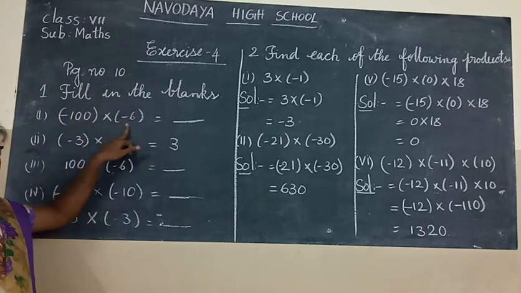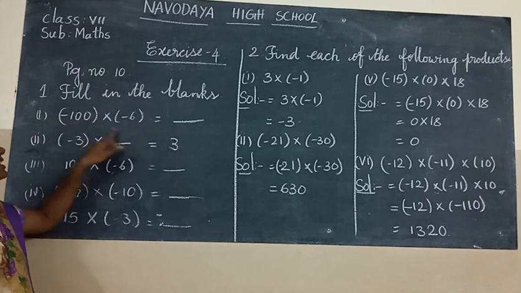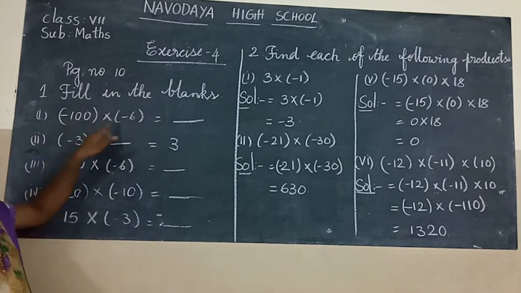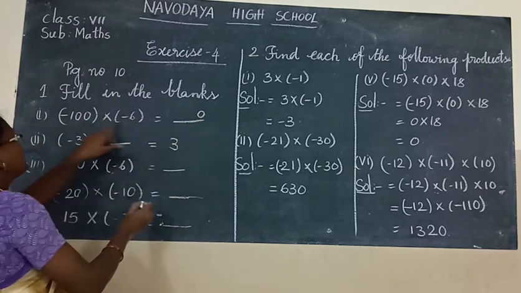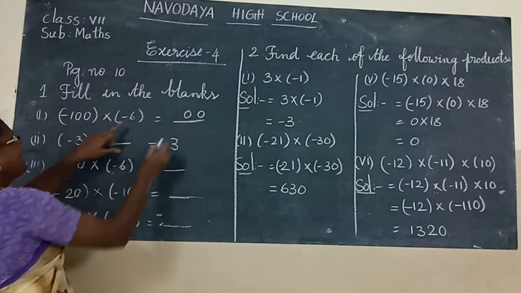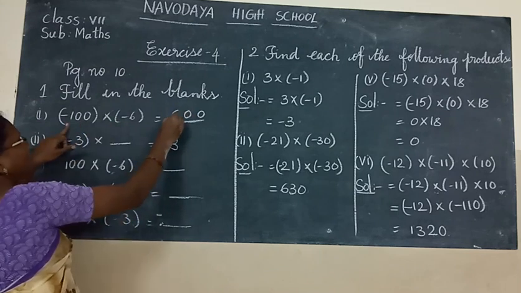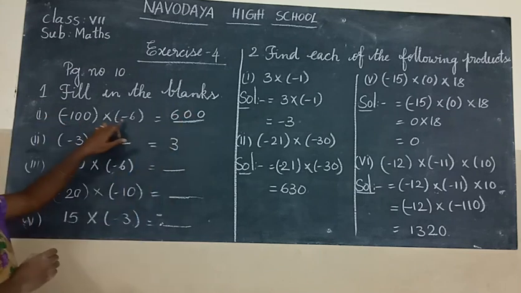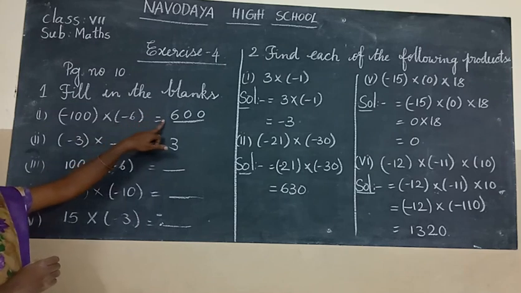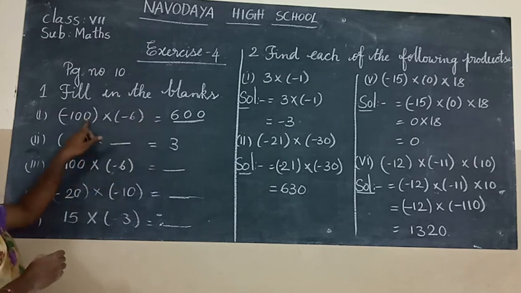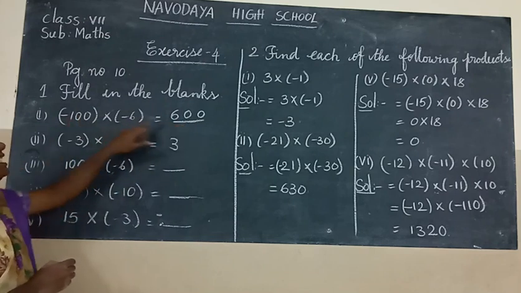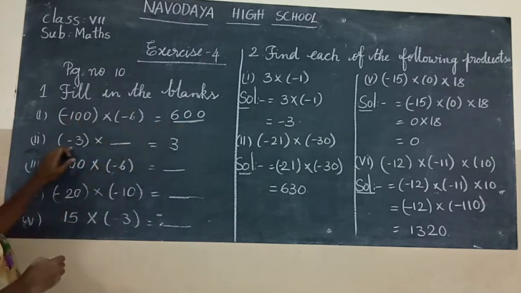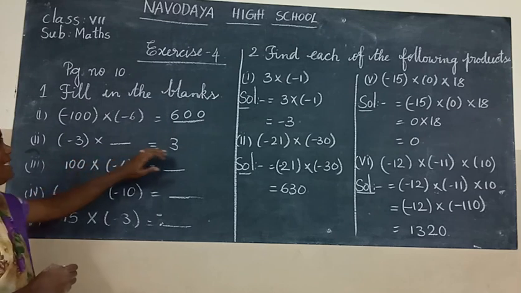-100 into -6. Both are negative integers. Minus into minus is plus. 6 zeros are 0. 6 ones are 6. Once again, listen: minus into minus is plus, no need to write the positive sign. 6 zeros are 0, 6 ones are 6. Next, -3 into dash is equal to 3.